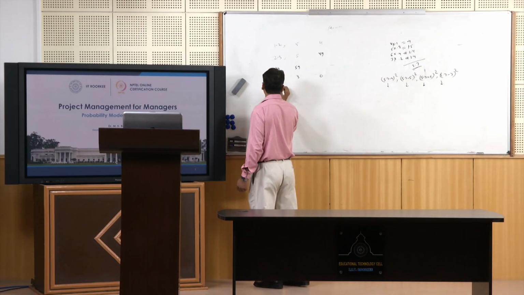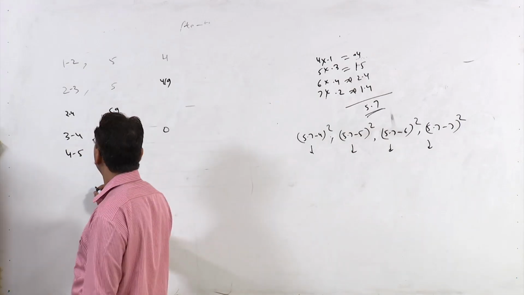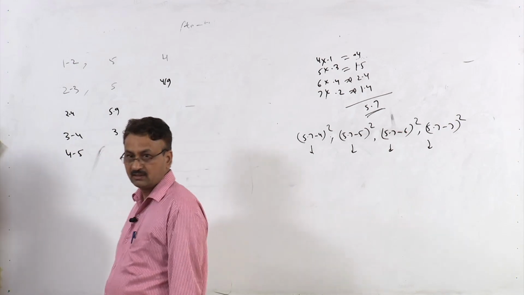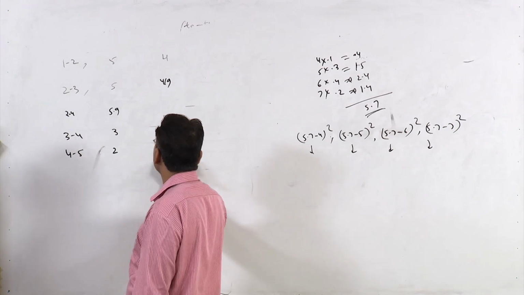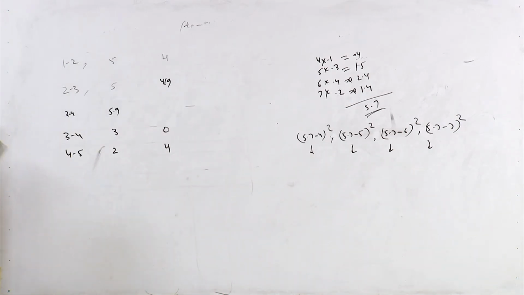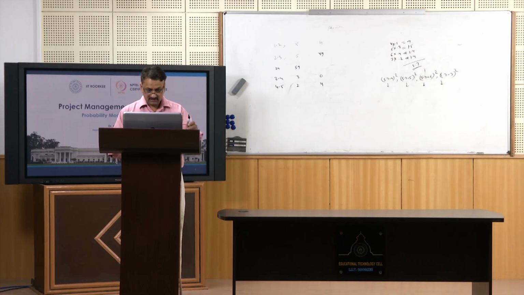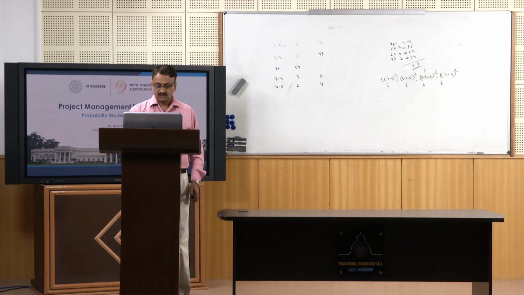Activity 4-5 is normally distributed, with mean and standard deviation. So mean is this, standard deviation is 2, variance is 4, isn't it. Find the critical path and the probability of completing this project between 12 and 16 days. So how to solve a question like this? Let us solve this question.